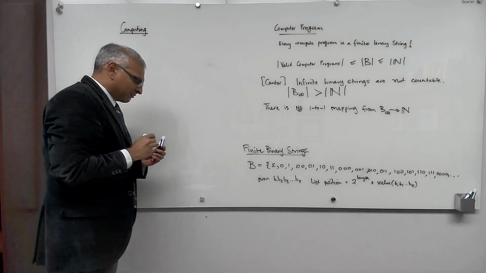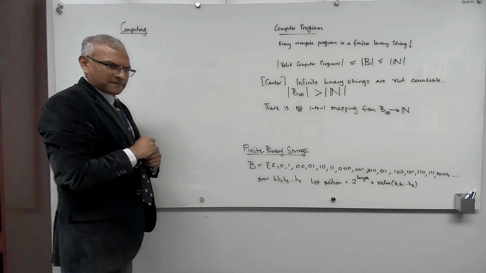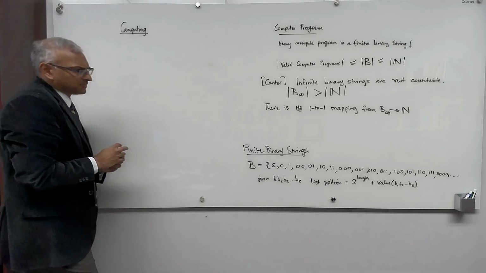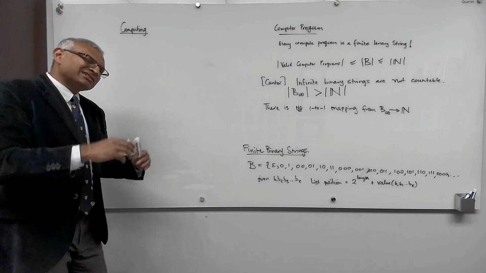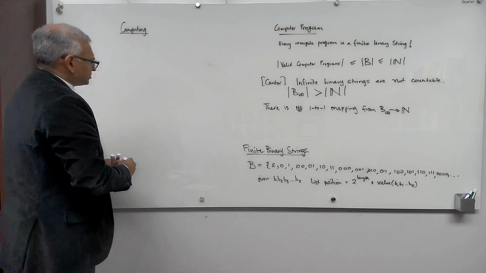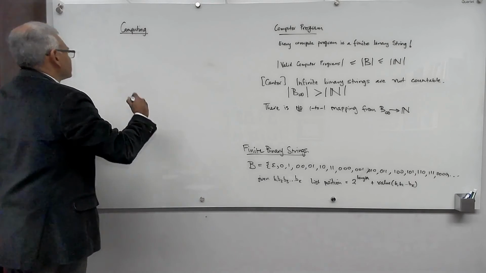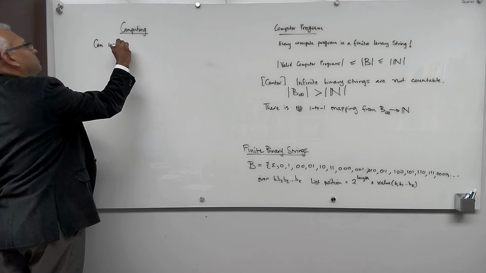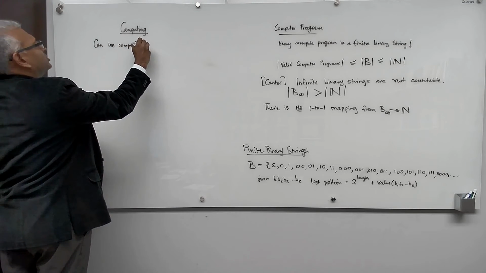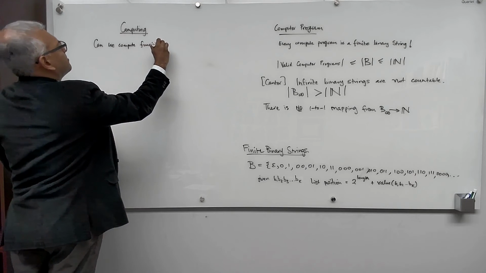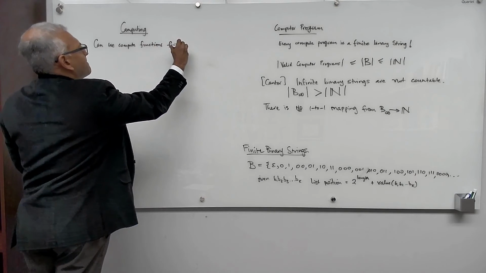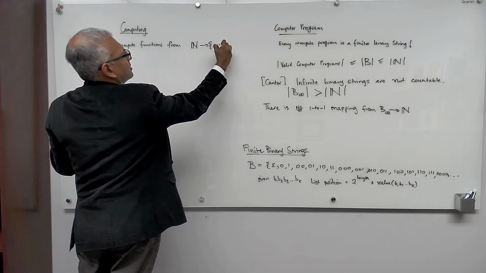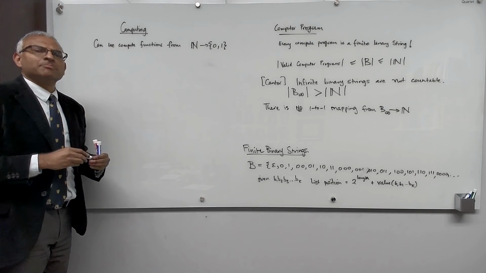So Cantor came before Turing. Turing came later. And in Turing's time, he's interested in building a theory of computing. So what do we like to compute? Let's talk about the simplest thing that we might like to compute. A binary function. So can we compute functions from the natural numbers to the binary numbers? So this is a binary function.